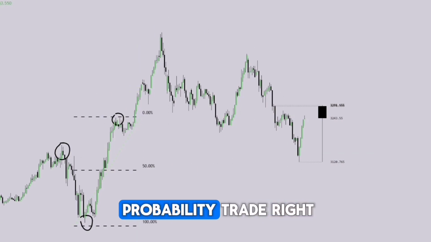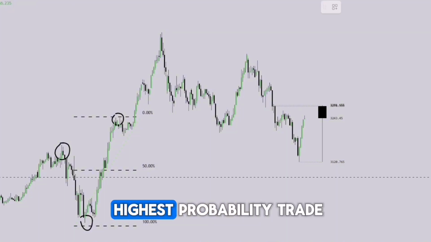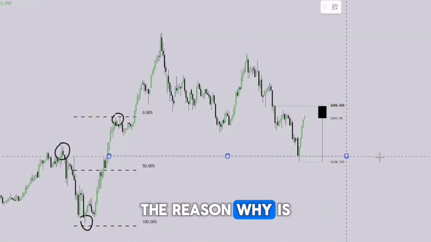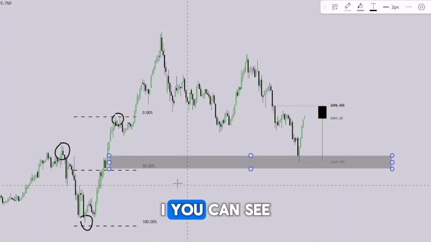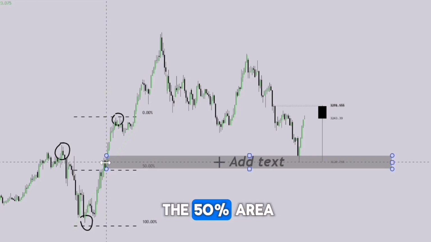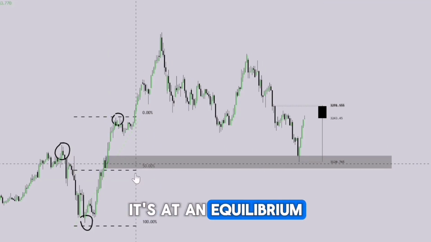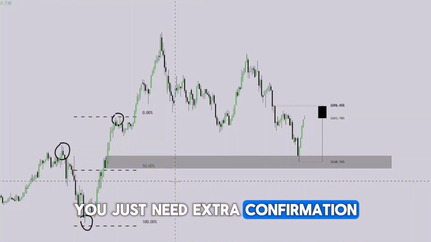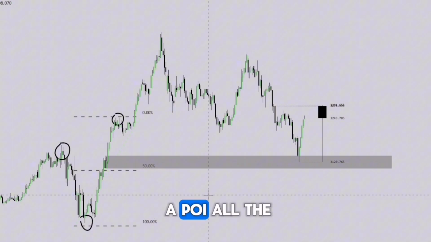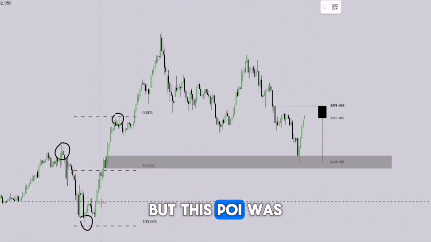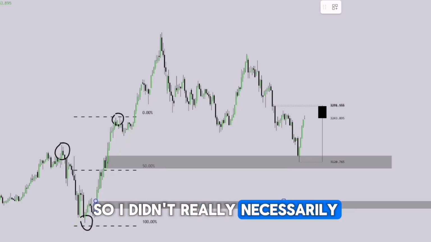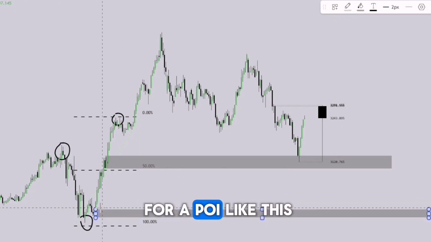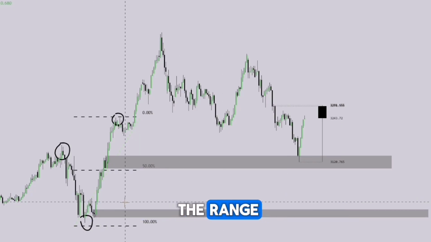Not the highest probability trade, right? The reason why is because this POI, you can see, is not actually below the 50% area. It's at an equilibrium, which doesn't mean you can't trade it. You just need extra confirmation. And so we had a POI all the way down here, but this POI was pretty low in the leg, so I wouldn't necessarily wait for a POI like this because it was significantly below the range.